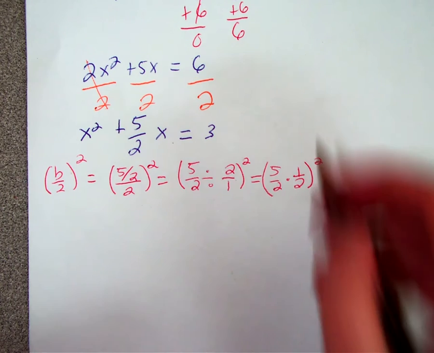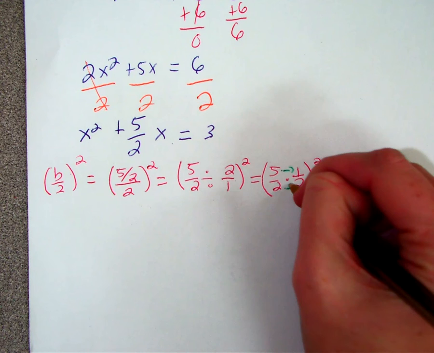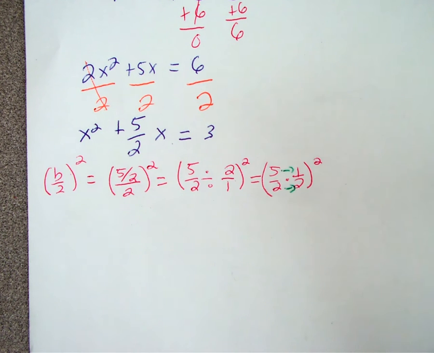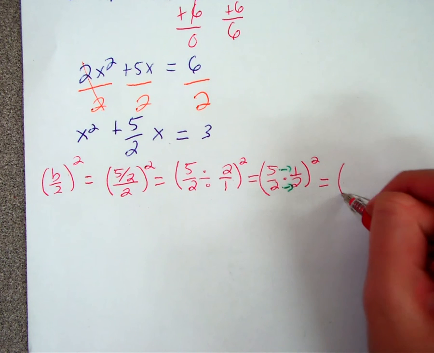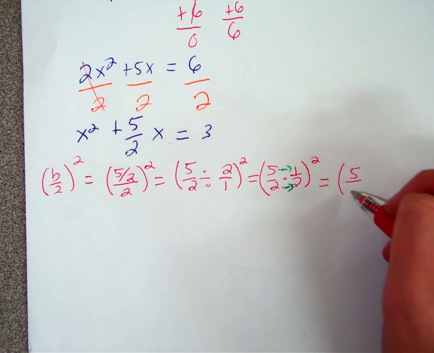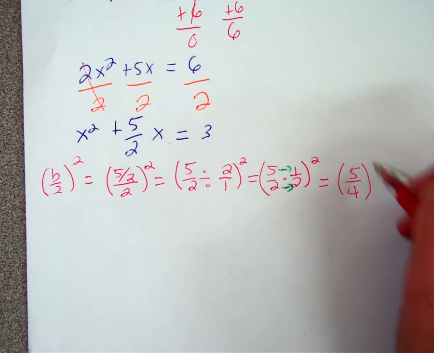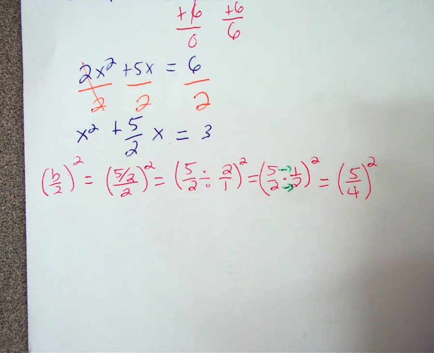You guys are so smart. Okay, you do go straight across. So we're just going to multiply straight across. Alrighty, so 5 times 1 will give me a 5. And 2 times 2 will give me a 4. So this will be 5 over 4 squared.